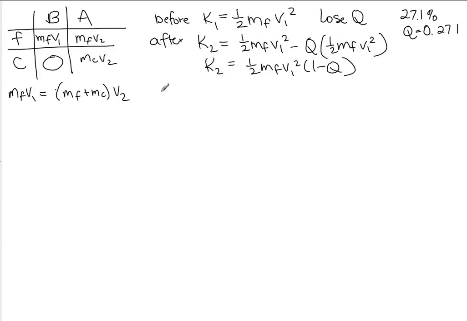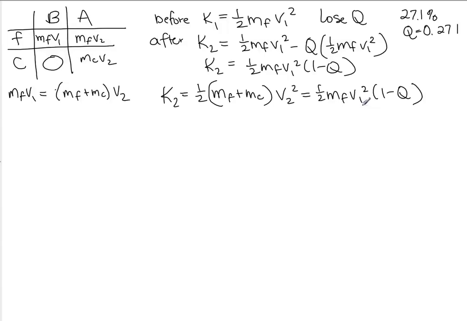But there's another way to state kinetic energy number 2. If we look at the after part of the momentum chart, we see that the kinetic energy after the collision is going to be given by 1/2 (mf plus mc), the total mass, times the final velocity squared. And since that's the same as this, we can set these two things equal to each other. 1/2 mf v1 squared times 1 minus q.